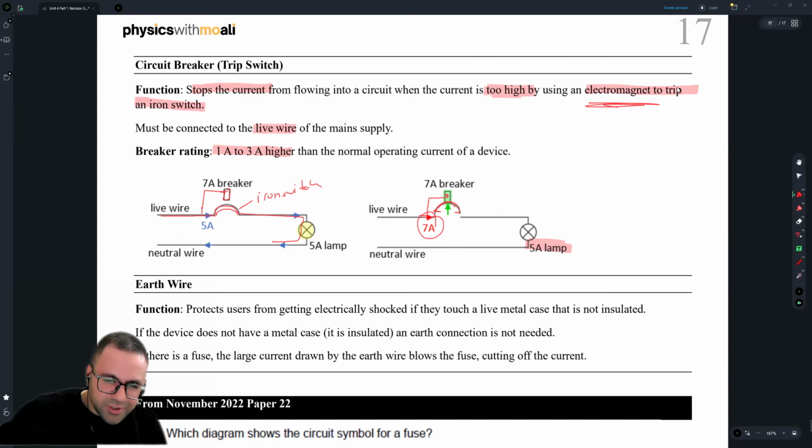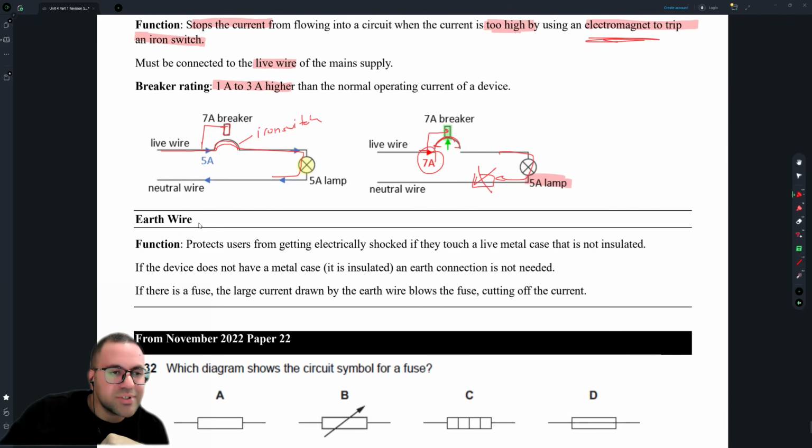Because if you connect it to the neutral wire, this is you cutting out the current on the way out of the circuit, not on the way in. So the current's already gone in, burnt your house down, and as the current's going out, it's like, hey, you want to stop me now? Sure, go ahead. Your house is already on fire, though. Okay, that's the circuit breaker.